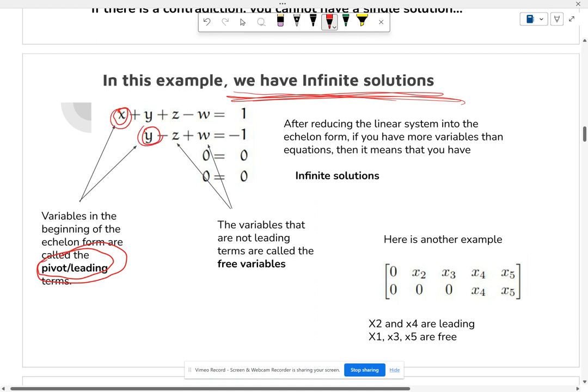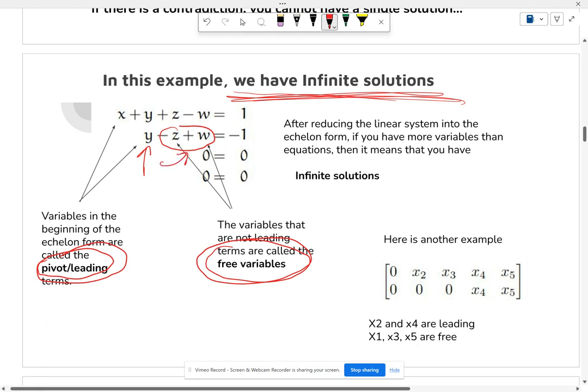So x and y are leading variables because they're leading the other variables. And the rest of them, z and w, are called free variables. Because they're free, you can set them to any value. But once you set them to some value, you don't have a choice now. You have to have some y that depends on z and w.